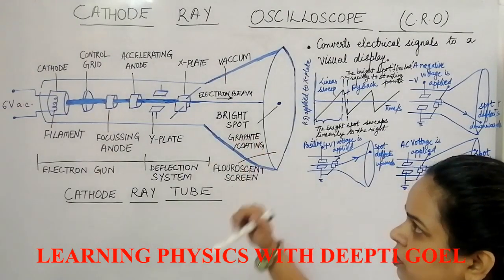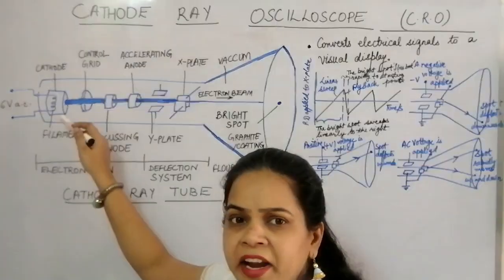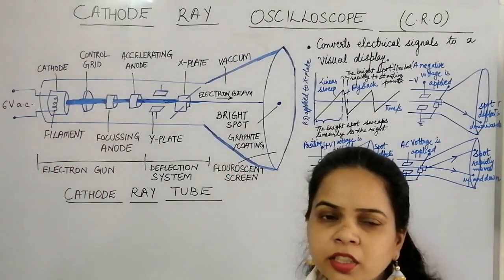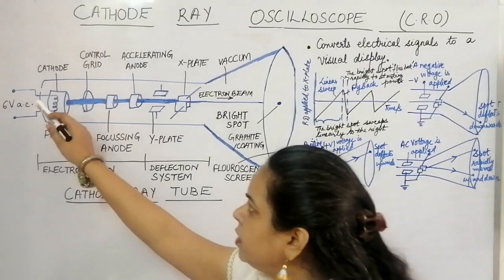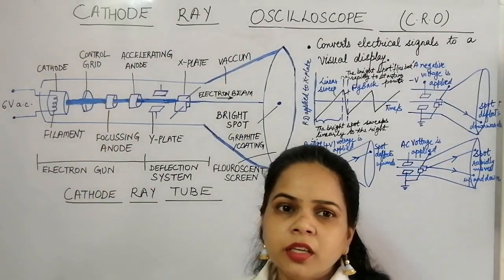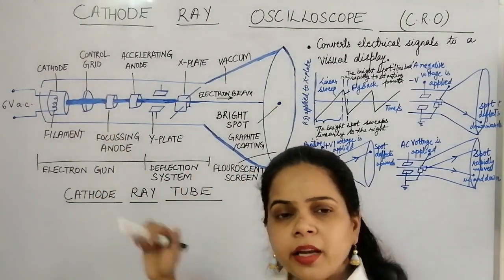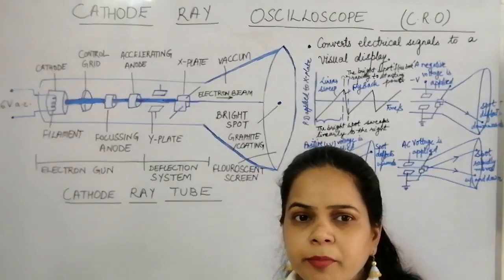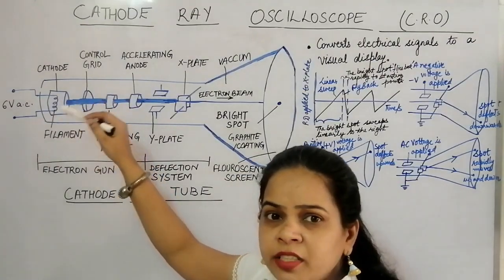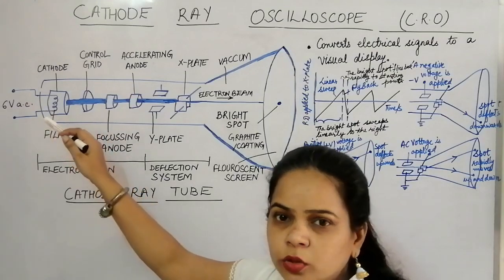So what is happening in this cathode ray tube? There is a filament attached to the cylindrical cathode, and we supply a voltage of approximately 6 volt AC supply to the filament. As the current is passed through this filament, the filament will heat up and the cathode will liberate electrons. It liberates electron beams. There is a coating on the cathode which emits the electrons. So these electrons are emitted by the cathode.